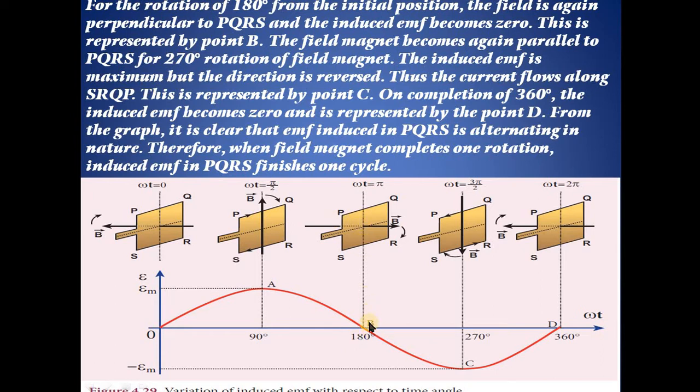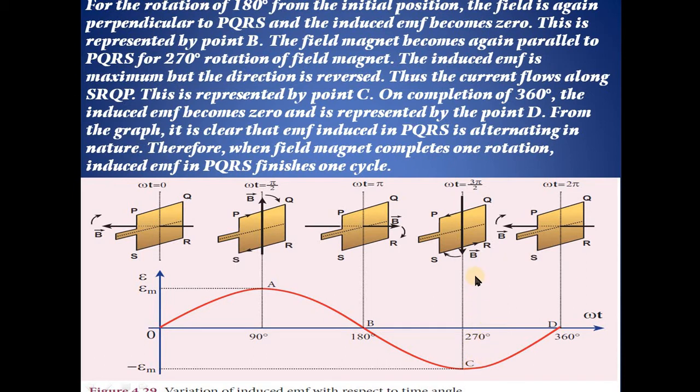The field magnet becomes again parallel to the PQRS at 270 degree of rotation of the field magnet. Here the induced EMF is maximum, but the direction is reversed. Thus the current flows along the S or QP, that means in the reverse direction. This is represented by the point C.